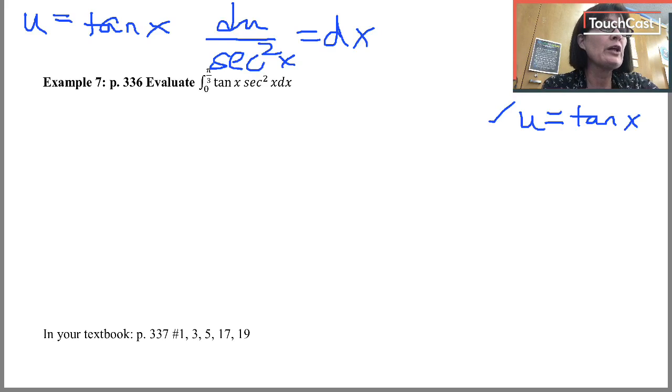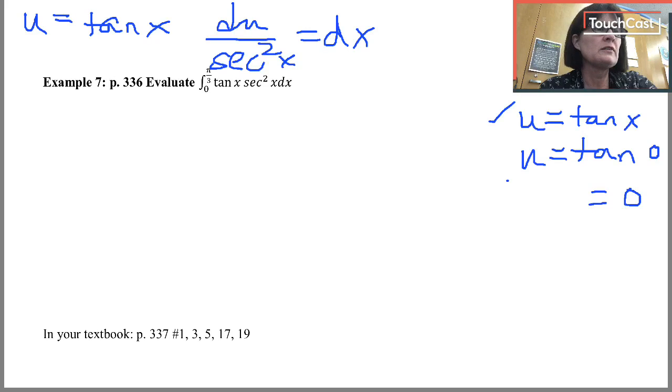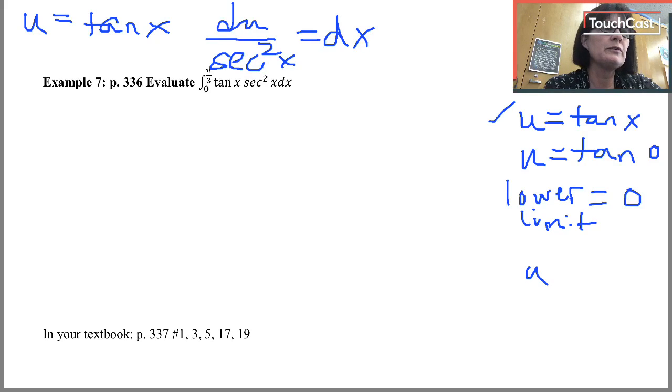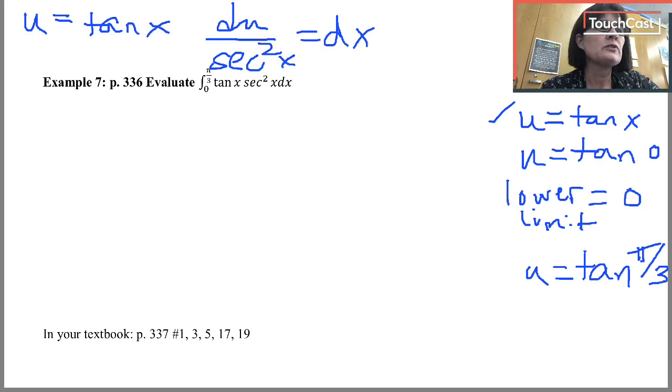So my new lower limit is going to be u equals tangent of 0. Well, that equals 0. So my lower limit is going to be 0. My upper limit, u equals tangent of pi over 3. So that's radical 3. And that's going to be my new upper limit.